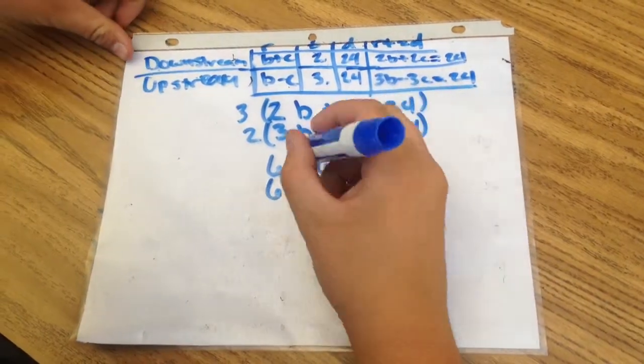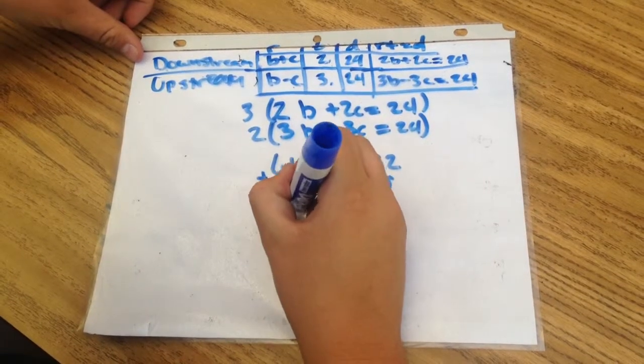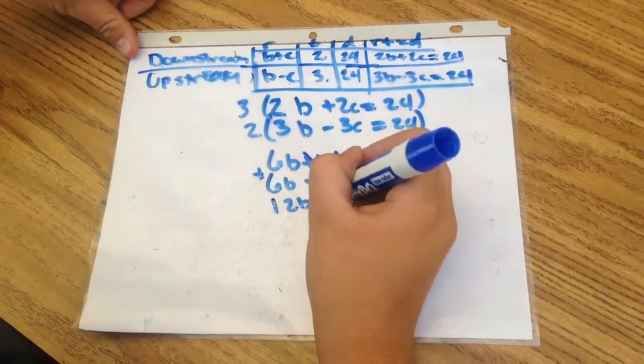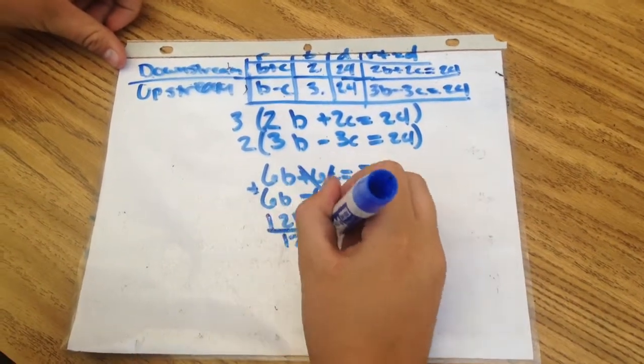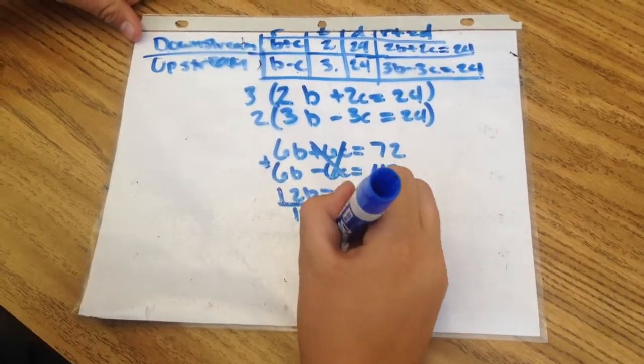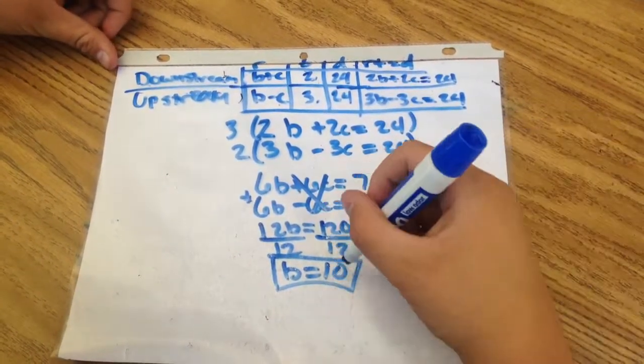And then next, now you're going to use elimination, so these cancel out here, add these, so 12b equals 120. Now divide by 12, and b equals 10. So in still water, the barge travels at 10 miles an hour.